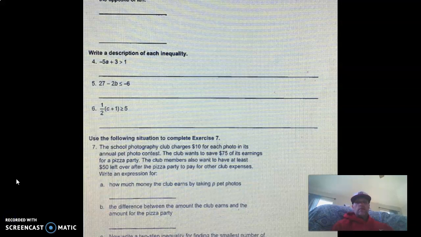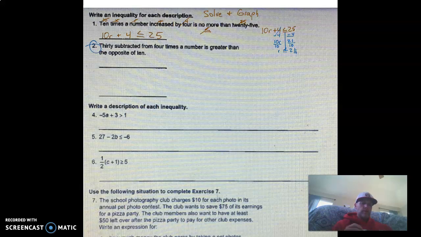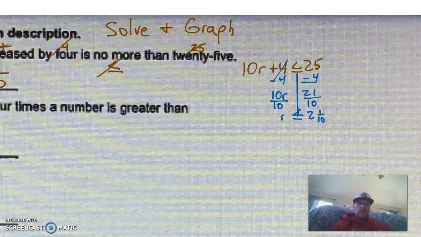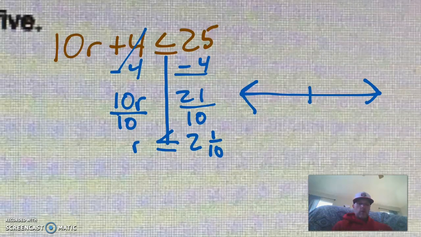All right, let's go to number 4, 5, and 6. You have to do number 2, by the way, on your own. Number 4, 5, and 6. Oh shoot, we didn't even graph number 1. So let me graph that real quick. You don't have to do anything crazy on the graph, you can just draw a real basic number line. All you have to do is put one number in the middle, which is whatever value you came up with, just 2 1/10. Okay, this is R is less than or equal to 2 1/10.